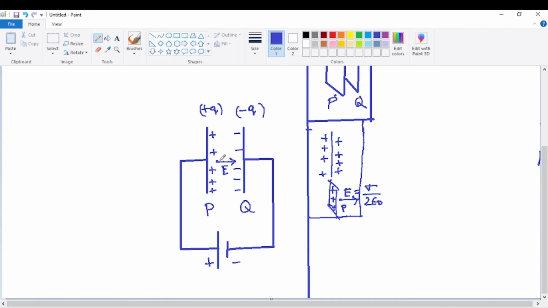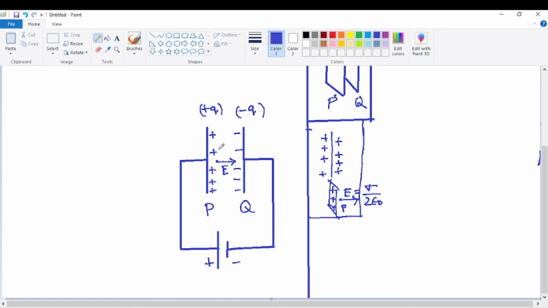If two vectors, say P bar and Q bar, are in the same direction, then the resultant vector will be the sum of the magnitudes. If they make an angle theta, how do we find the resultant? We know the formula, square root of P square plus Q square plus 2PQ cos theta. The parallelogram law of vector addition has to be used. So using that technique, the resultant field in between the two plates can be determined.